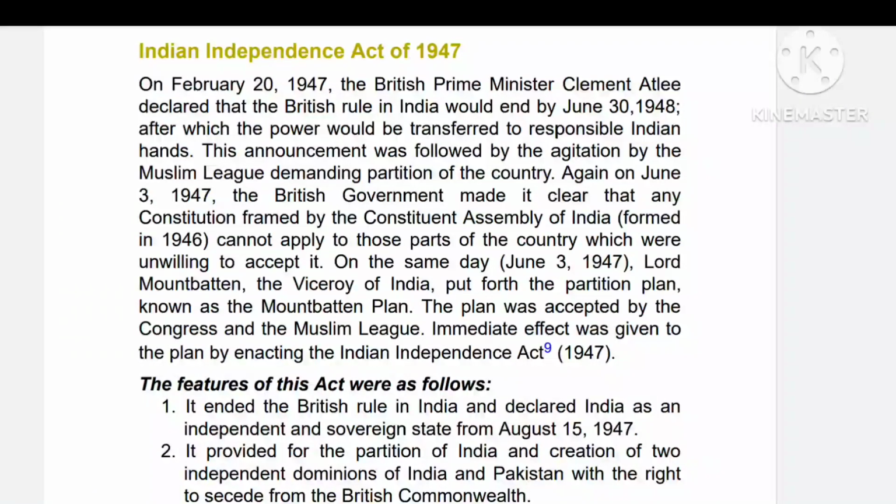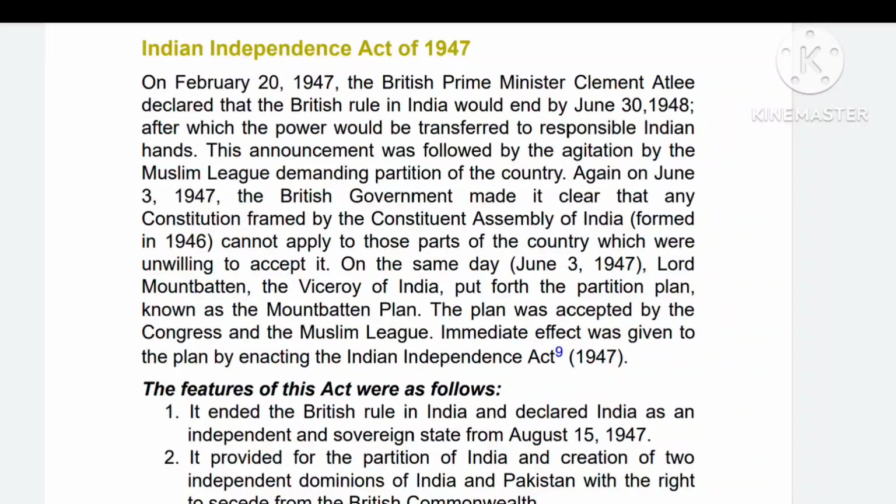Again on June 3, 1947, the British government made it clear that any constitution framed by the Constituent Assembly of India formed in 1946 cannot apply to those parts of the country which were unwilling to accept it. On the same day, June 3, 1947, Lord Mountbatten, the Viceroy of India, put forth the partition plan known as the Mountbatten Plan. The plan was accepted by the Congress and the Muslim League.